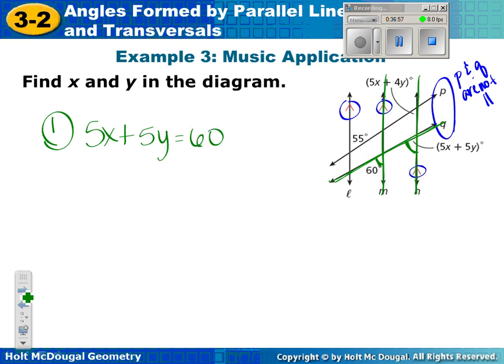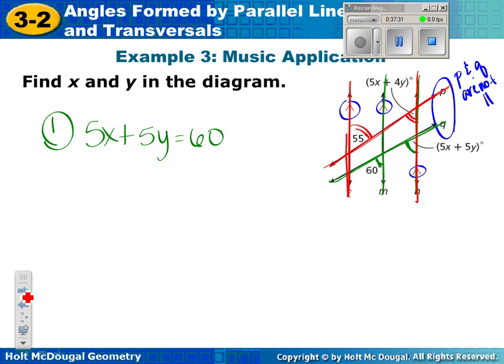What's wrong with that equation? Why can't I solve it? Because I have two variables. So we just reviewed at the beginning of class, to solve an equation with two variables, you need how many equations? Two. So now I have to go back to the picture, and I have to find another equation I could write down. Okay, so when I'm looking at this angle and this angle, they are formed by this line, and this transversal.